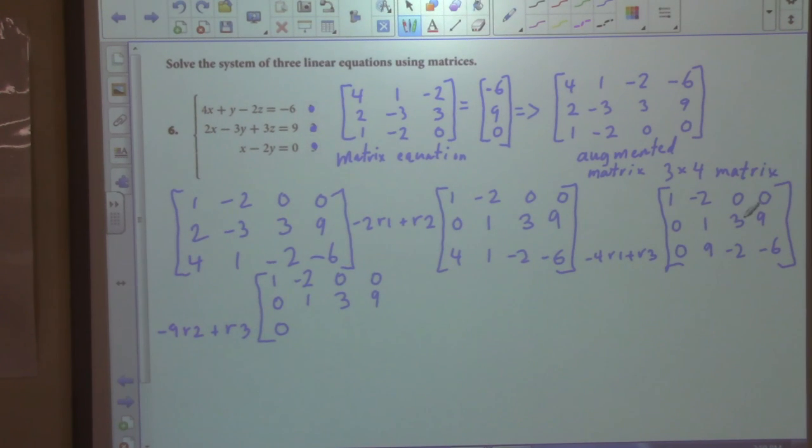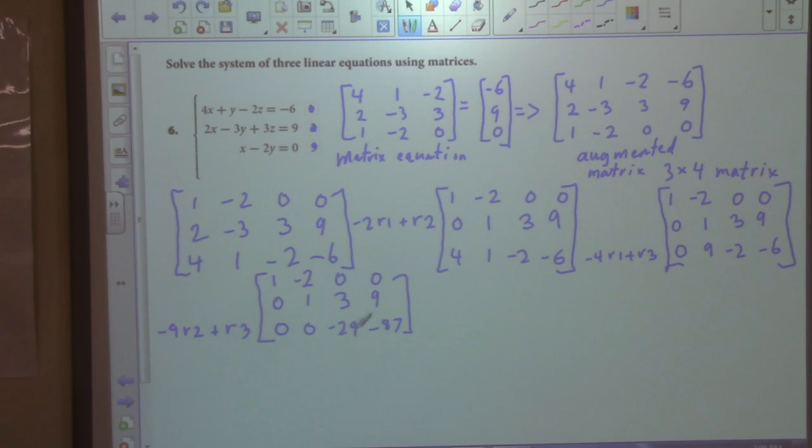So again, we take negative 9 times that, plus 9 is going to be 0, right? And negative 9 times 3 is negative 27, plus row 3, that's going to be negative 29. And then the last one, what's negative 9 times 9? Negative 81 minus 6 is negative 87. You see what I did, right? Okay, now we just about solved for z.